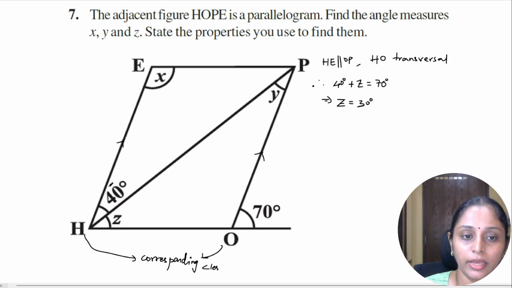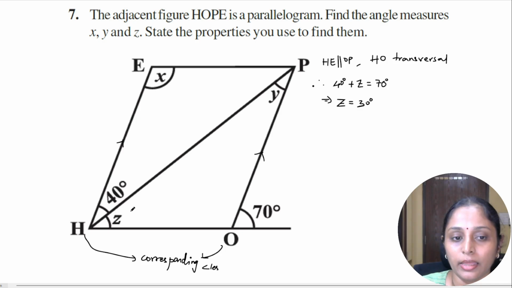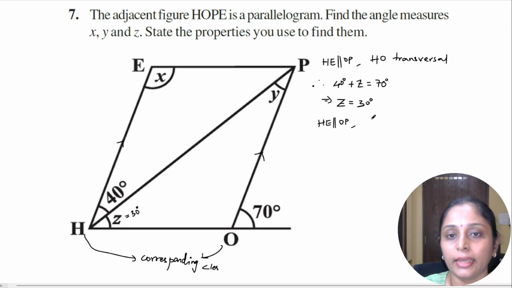Now I have Z. That means I have this angle. Okay, I'm going to write it here, 30 degrees. If this is 30 degrees, what can you say about this angle? This is also 30. In fact, we don't have to look at that. If this is 40, can I say Y is also 40? Now here I want you to please pay attention: HE is parallel to OP and take HP as the transversal. If HP is your transversal, then what does it make 40 and Y? They are the alternate interior angles.